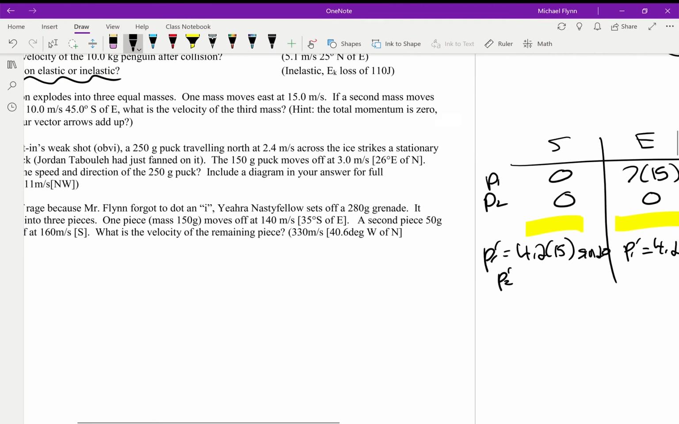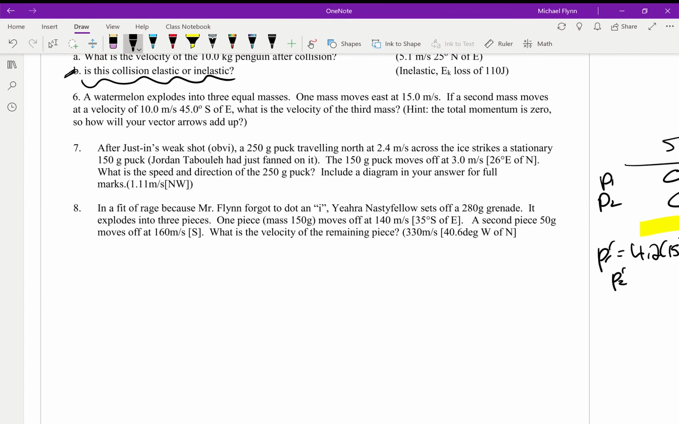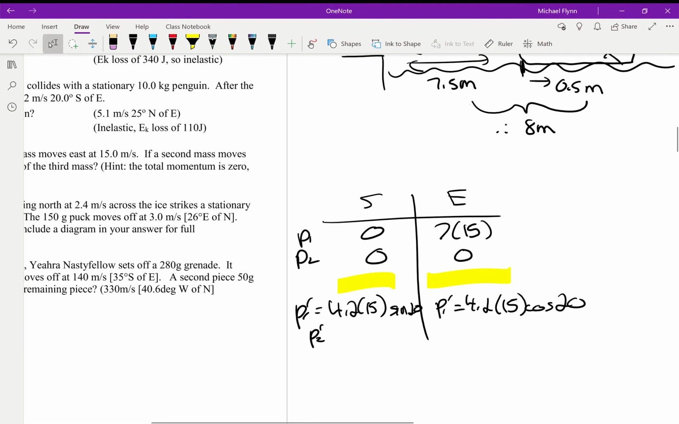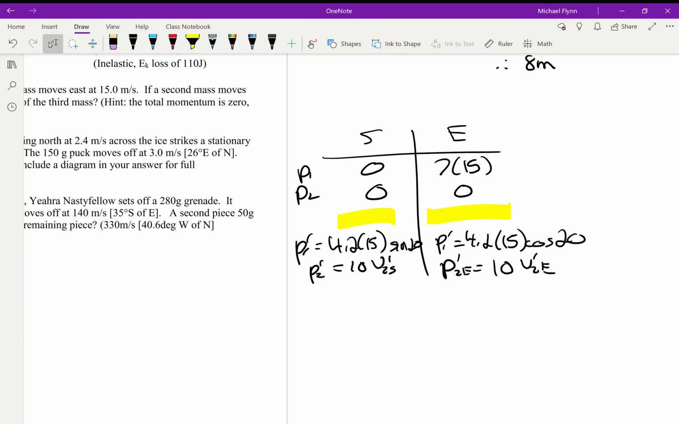Okay, the other guy's mass is what? 10 kilograms. So it's going to be 10 times V2 prime south, and this P2 prime east will be 10 times V2 prime east. Okay, so anyway, I will let you deal with answering this question. Just solve for the components as usual and solve for V2 prime south, and V2 prime east.